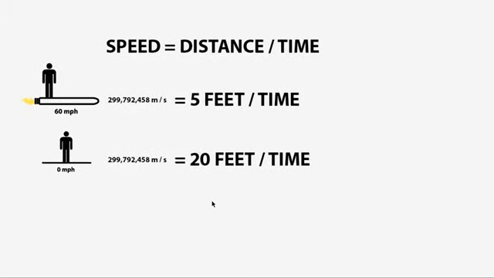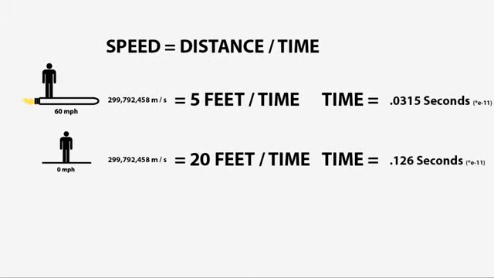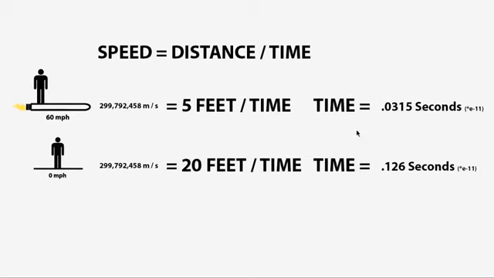So if we take these equations and we solve for time, we'll notice that the times are different, and it's based off of this that the theory of relativity states that the faster you're moving, the slower time is for that individual. So this is how the theory of relativity bases that principle.